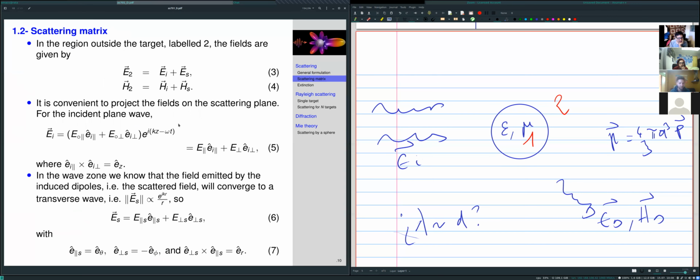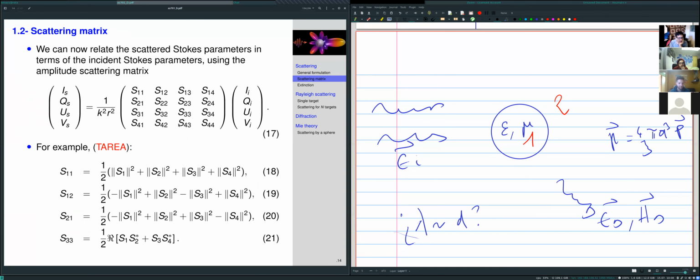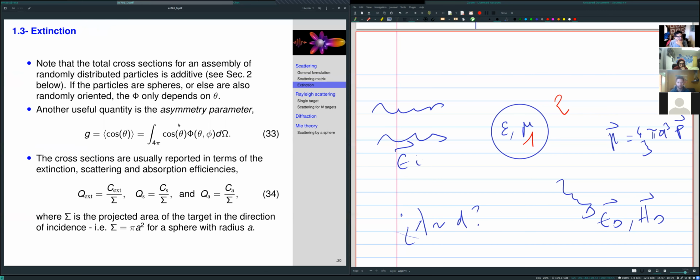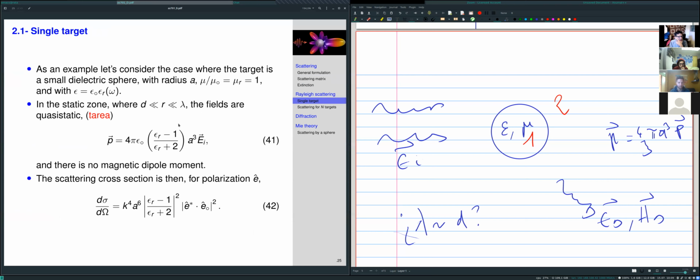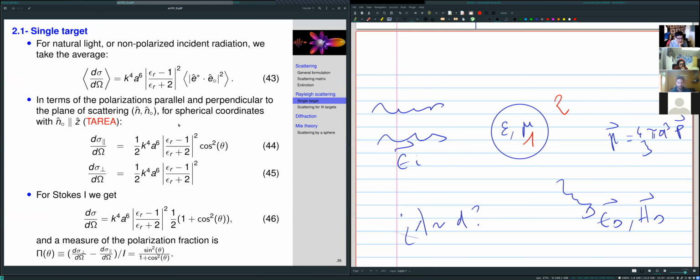The first homework is this one. It should be fairly easy. It's done in the Bohren and Huffman book, which I'll upload now. The second one is this one on Rayleigh scattering. This one is optional, not if you want to do it, but this one you should do. I think it's important to understand the polarization by reflection. So please try to do it. And the last one is the numerical calculation of the Mie coefficients.